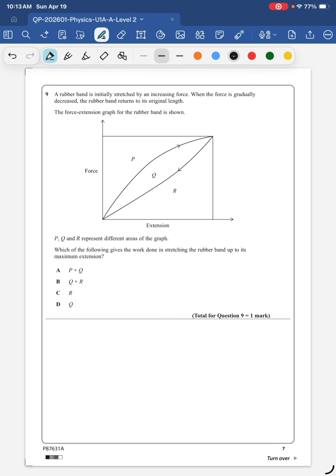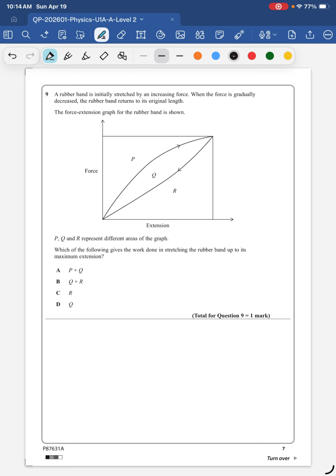Okay, question 9. A rubber band is initially stretched by an increasing force. When the force is gradually decreased, the rubber band returns to its original length. The force extension graph for the rubber band is shown. P, Q, and R represent different areas of the graph. Which of the following gives the work done in stretching the rubber band up to its maximum extension?